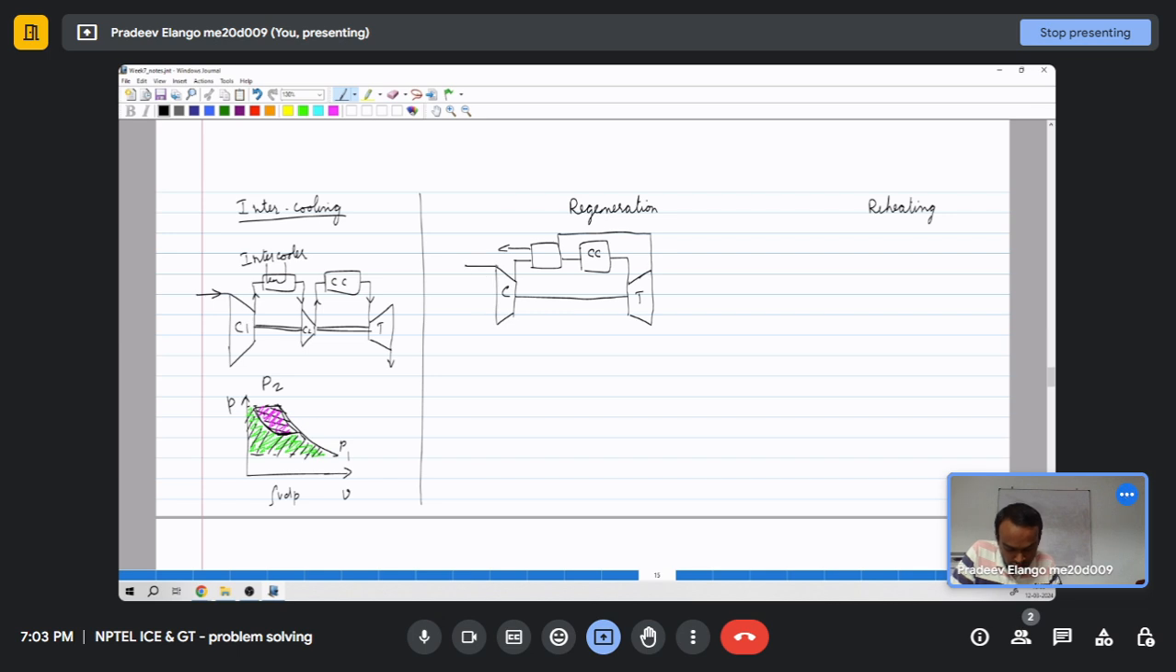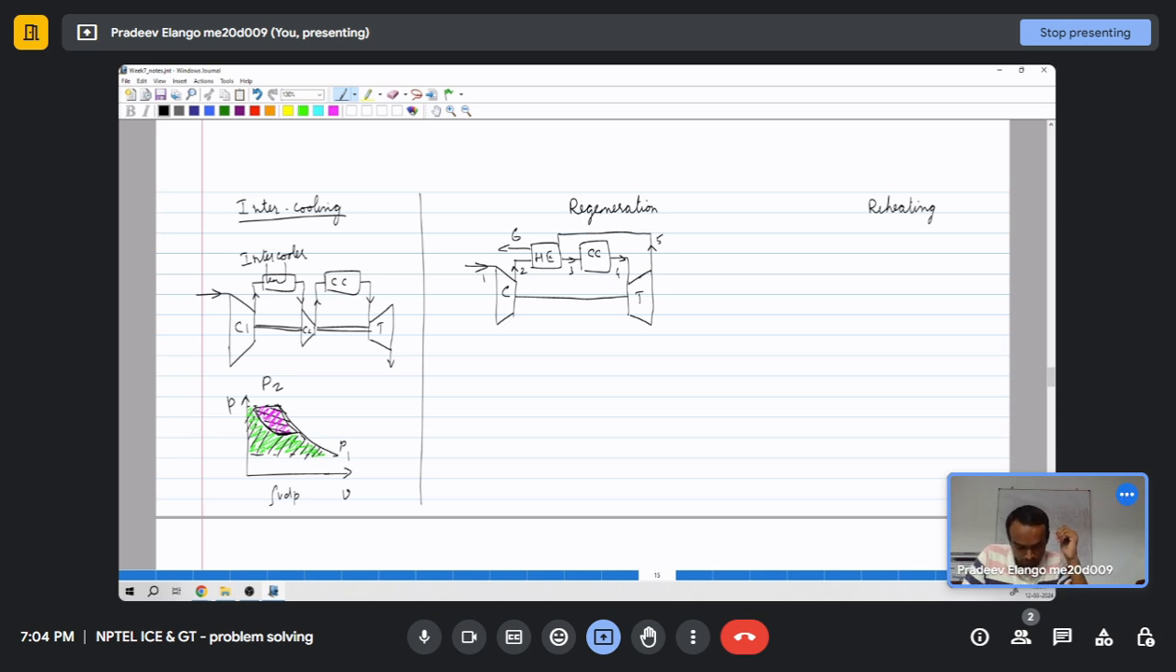So the flow is like, one, it comes from here, one, and then it goes to the heat exchanger, and then three, and then to the combustion chamber, and then to the turbine, and then back to the heat exchanger. So this is the heat exchanger. So this is the one we saw in the last part.